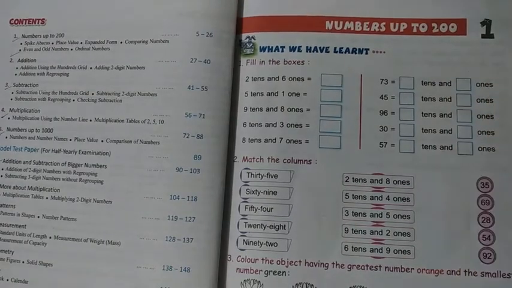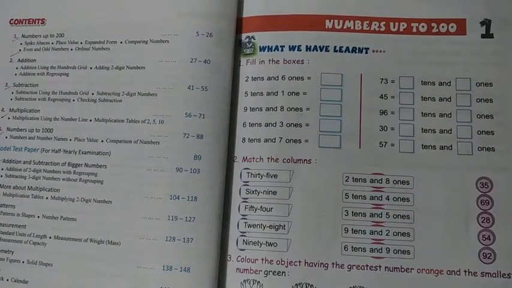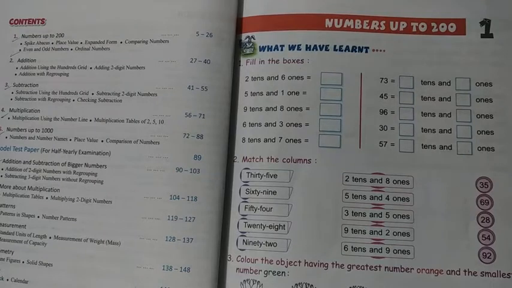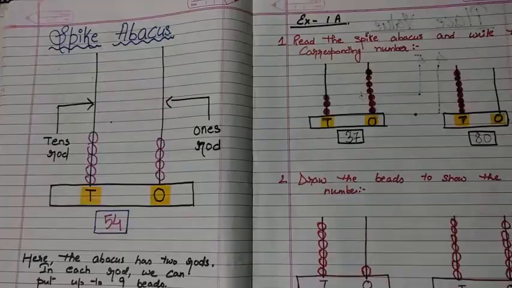Today let's start with the first chapter, numbers up to 200. In this chapter you are going to learn spike abacus, place value, expanded form, numbers up to 200, and comparing numbers. So first let's start with spike abacus.